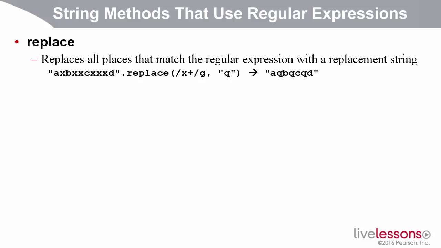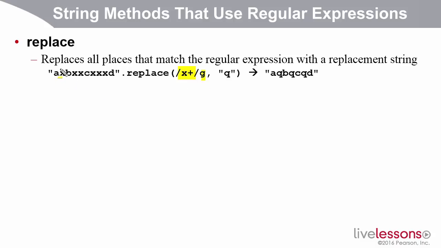So the replace method of strings uses a regular expression, and it replaces all things in the string that match the regular expression with some replacement. Now, regular expressions are complicated, but here's a quick example. X plus means one or more occurrences of an x. The G after the regular expression means global. Don't just do it for the first one, do it for all occurrences. Okay, so this says, find all places in the string that have one or more x, and replace that entire group, that entire pattern, with a Q.